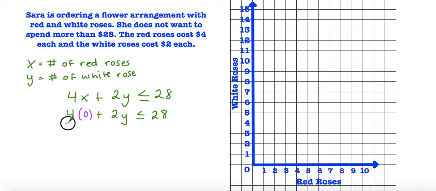So 4 times 0 is just 0. And here we have 2y is less than or equal to 28. In order to get y by itself, we're going to divide both sides by 2. So y is less than or equal to 14. So since that's our y-intercept, we're going to plot it at 0, 14.